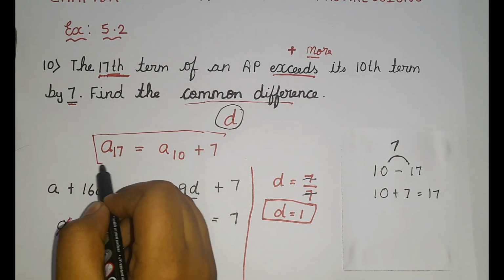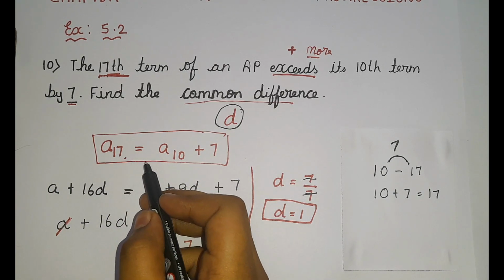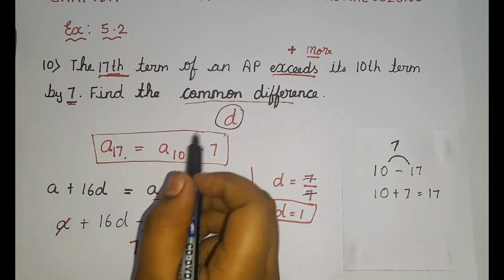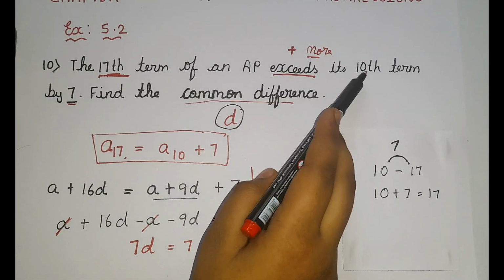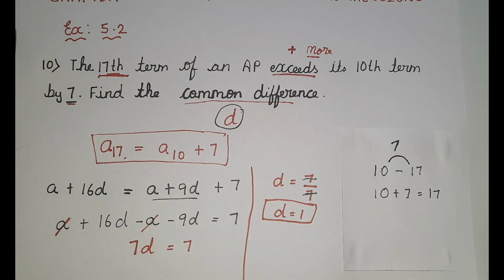The 17th term we are supposed to write as a17, and then is equal to more than its 10th term by 7. Here they mentioned more, right? That is why 10 plus 7, so a10 plus 7.